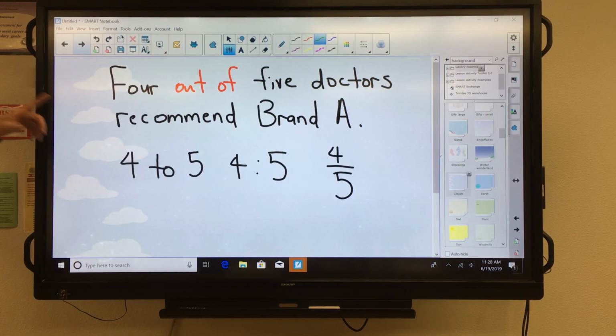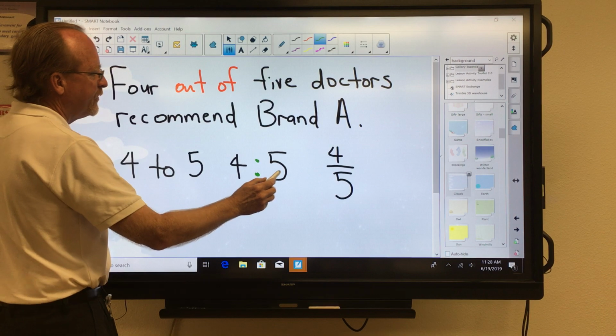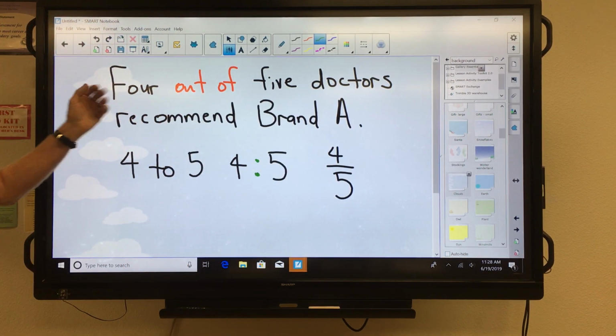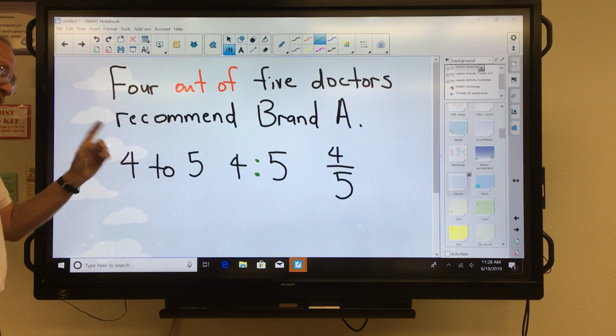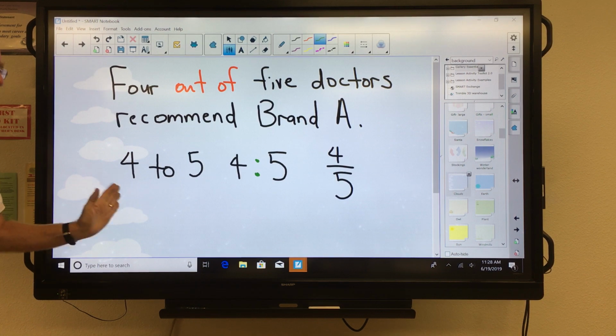Next example they give, 4 out of 5 doctors recommend brand A. 4 to 5, 4 colon 5, 4 over 5, and we're comparing the doctors. By the way, there's a typo in your book. They're showing you that as 4 to 1. That's a typo, a mistake that they made. It should be 4 to 5.